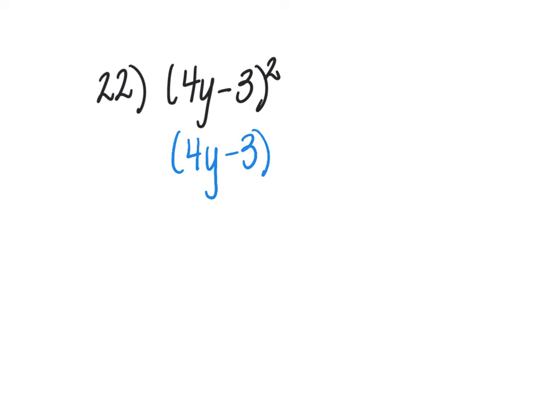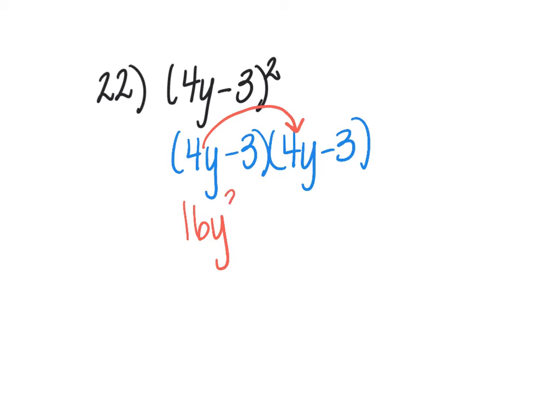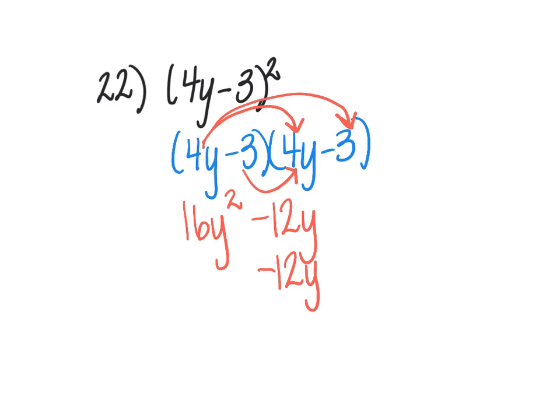4y minus 3 times 4y minus 3. Right, now I'll just use a distributive property like I've done before and multiply it. 4y times 4y is 16y to the second power. 4y times negative 3 is negative 12y. Negative 3 times 4y is negative 12y. And negative 3 times negative 3 is a positive 9.